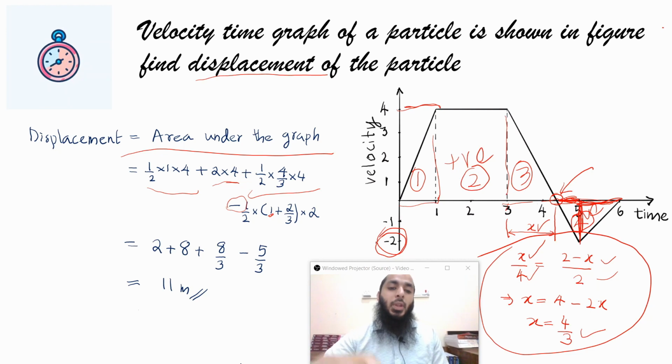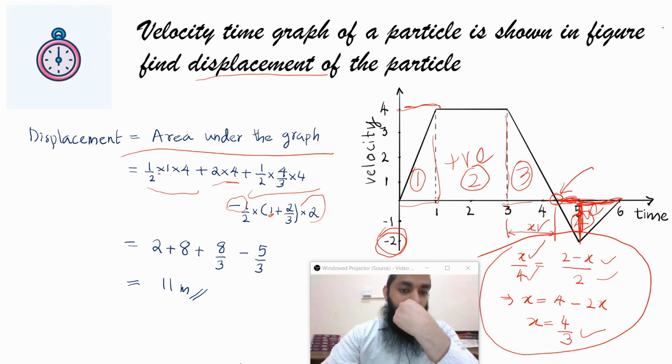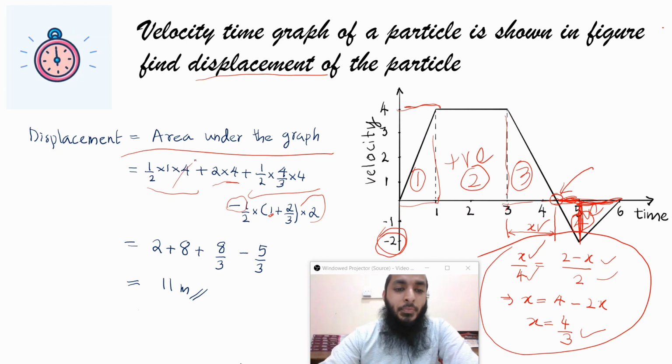Actually, this negative sign is coming because here you are taking minus 2, and that minus is coming over there. Now if you add, this is 2, this is 8. And 2 and 4 will get cancelled. This will be 8 by 3.